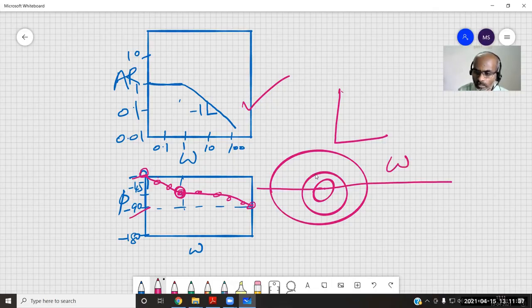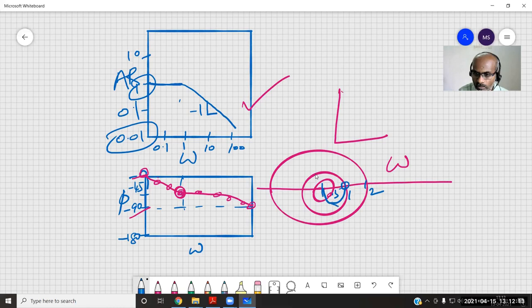Let us take this as the center point, and this corresponds to say 0.5, this is 1, and this corresponds to say 2. Corresponding to omega of 0, we have AR equal to 1 for a first order system, and it goes up to AR of 0. So how it varies for increasing values of omega is plotted. This is the Nyquist plot for a first order system.